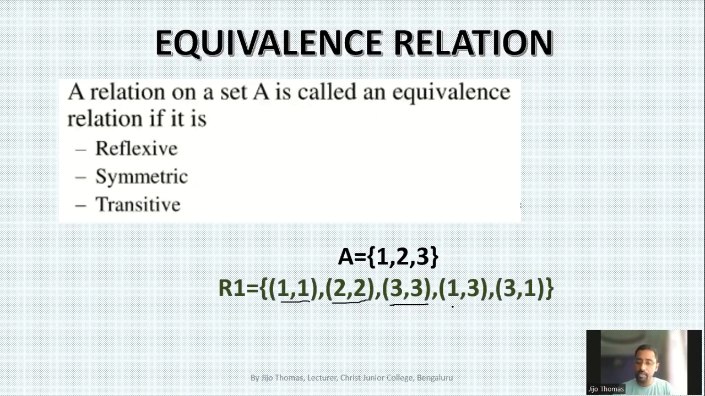Now coming to the transitivity condition: 1,1, nothing else; starting with 1, 1,3 is there; 1,3, 3,1. If I take 1,3; 3,1; 1,1, it's already there. I'm not able to find any element which is not satisfying the transitivity condition, that is, AB, BC present but AC not there. That means it is transitive. So it is satisfying all three conditions: reflexive, symmetric, and transitive. It is an equivalence relation. Hope the types of relations are also clear.